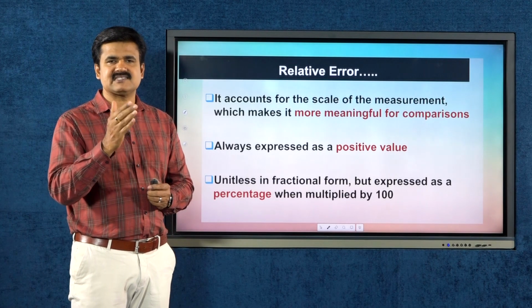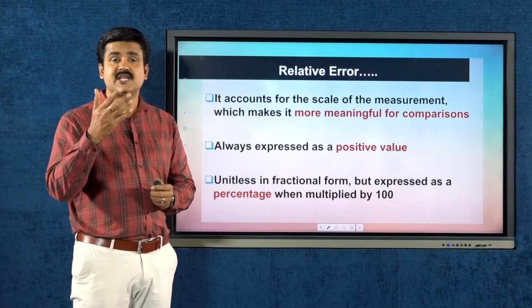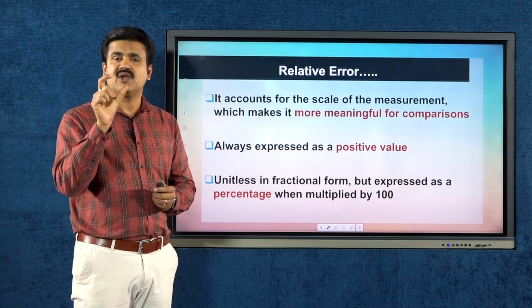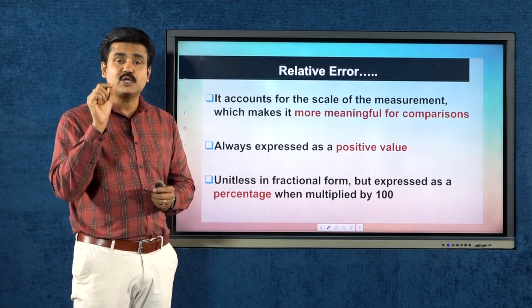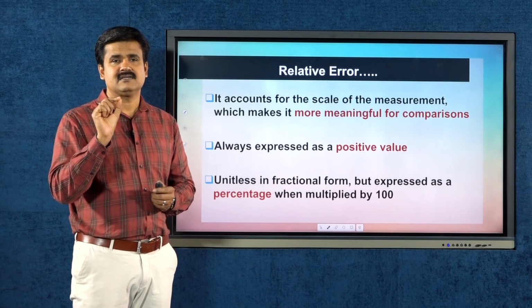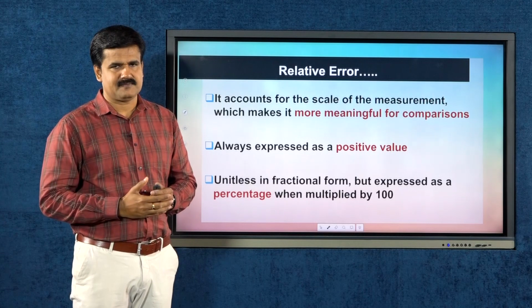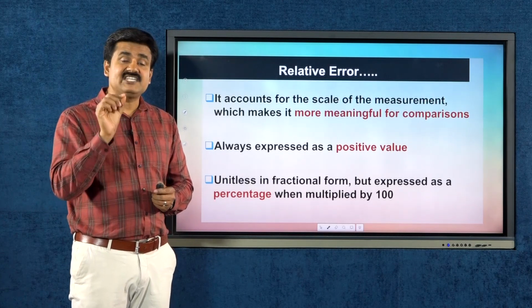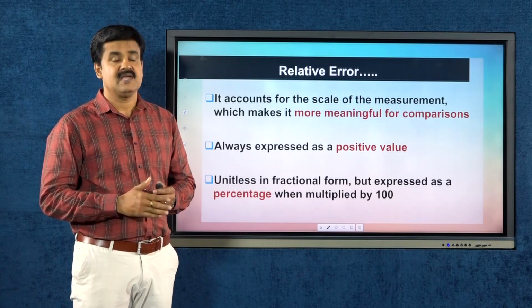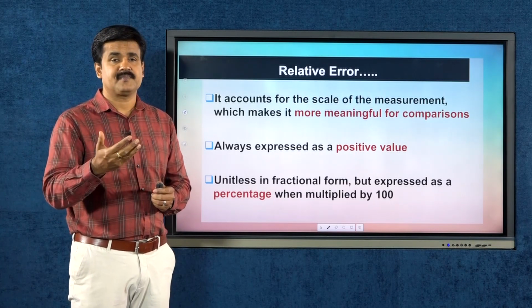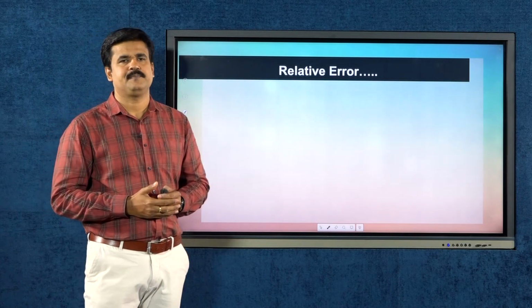In the previous expression, we learned that absolute error is only the difference. Absolute error divided by true value gives the expression for relative error. If you are taking relative error as such, it is dimensionless or unitless. But if you express it as a percentage, then there will be a unit.